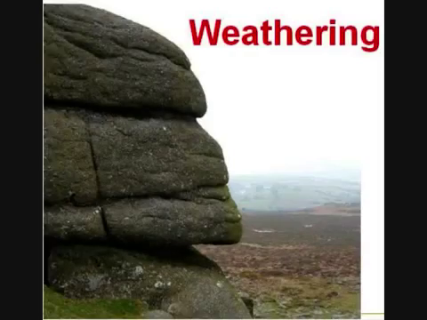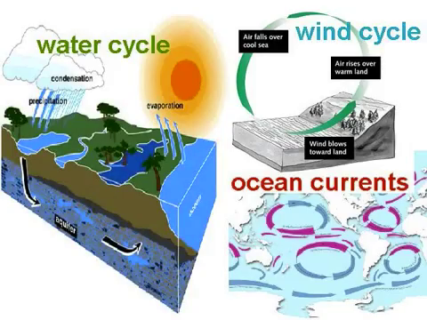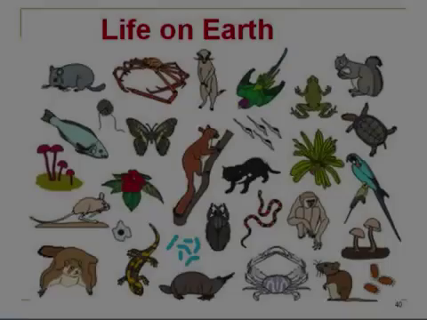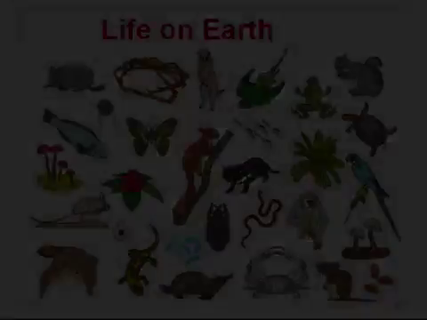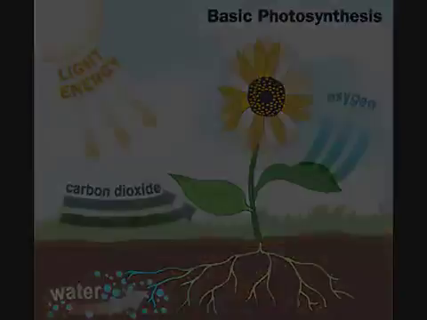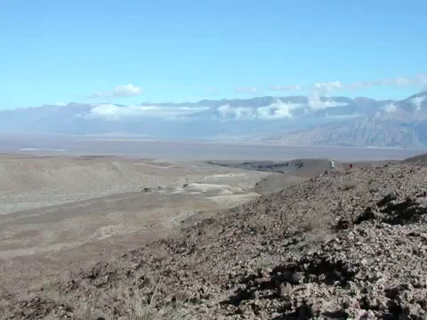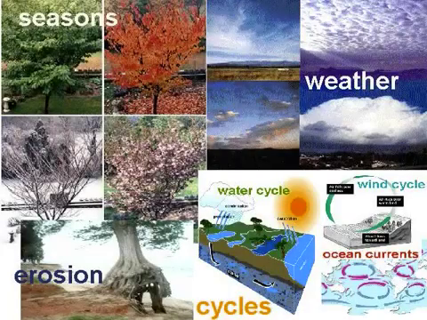It controls the water cycle, the wind cycle, the ocean currents. It also permits life. Without the solar energy, our plants and animals couldn't grow. So without the sun, we wouldn't have much life. We need this external heat. We depend on its seasons, its weathering, its erosions, its cycles to give us life.